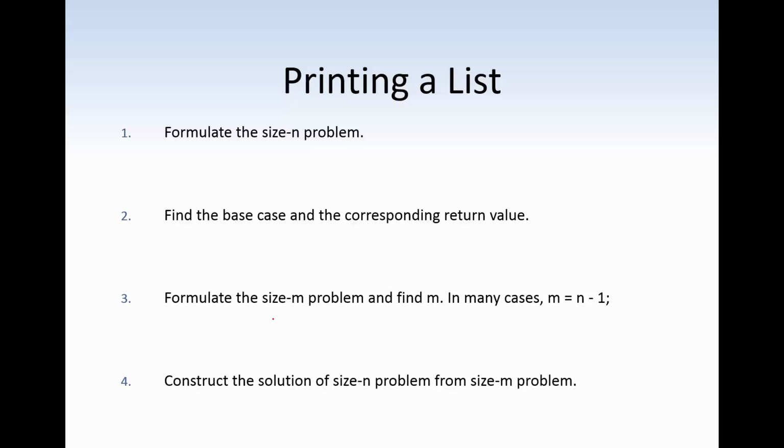Everything after the head. So the last one here, number 4, is how do I construct the solution of the full size problem, the size n problem, from the size m problem, the subproblem? Well, that turns out to be relatively simple. We print the head of the list, and then we call ourselves recursively on everything that's after that. We do a little bit of work for the first node in that list we're displaying, and then we recursively go and display the rest of the list. So that's how we would construct the solution to the entire problem.